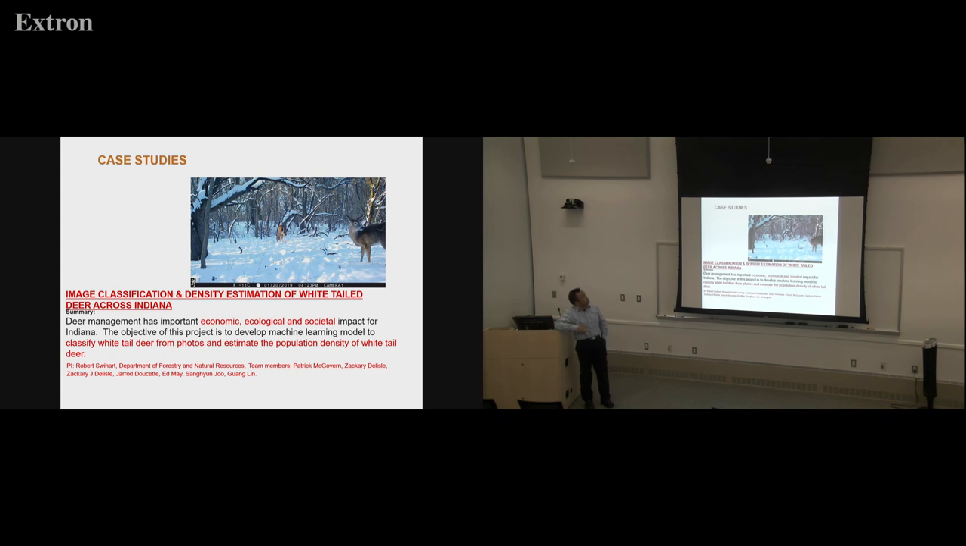So I will showcase some case studies. In one case we do image classification and density estimation of white-tailed deer across Indiana. We want to estimate the population. We put hundreds of motion cameras in Indiana, and from the camera images we want to estimate how many deer we have. But this created some challenges on the transferability of the machine learning. I have this tool developed for Indiana, can I use it for New York State? The background is different, the trees are different. Indiana has a lot of farms, here you maybe don't have farms. So what's the transferability of the machine learning tools? We are working on that.